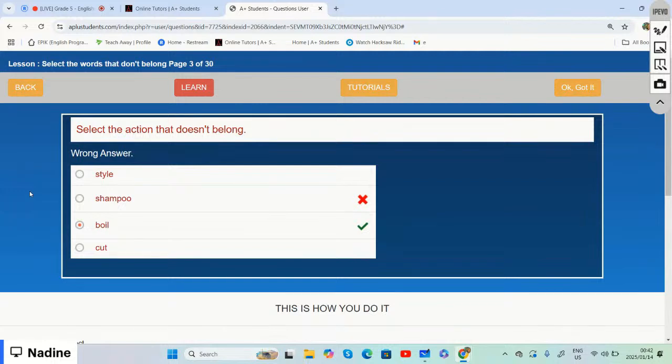But words that are related to one another is like you're styling your hair, you're shampooing your hair, you're conditioning your hair, you're cutting your hair, right? Perm, all those type of things is to do with related words, but not boil, right? But well done, everybody, for trying.